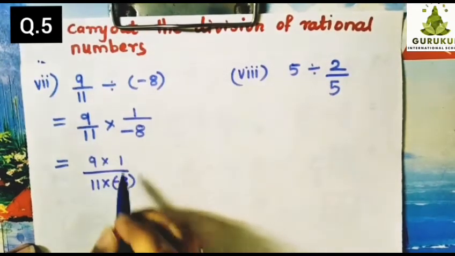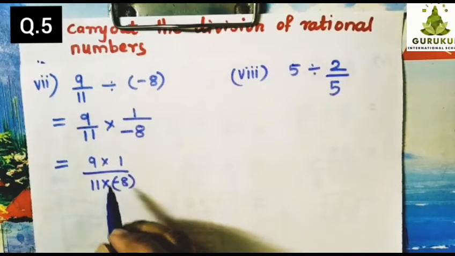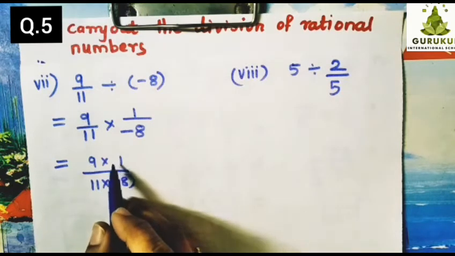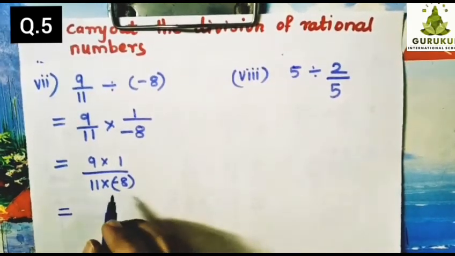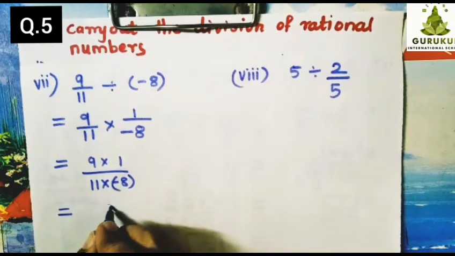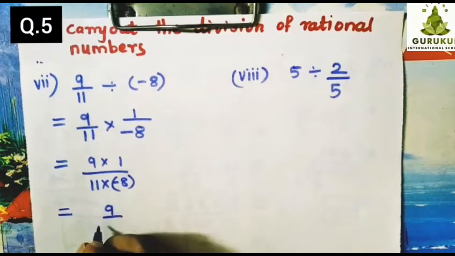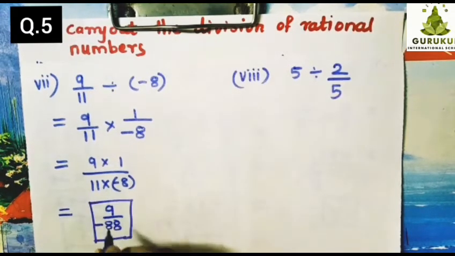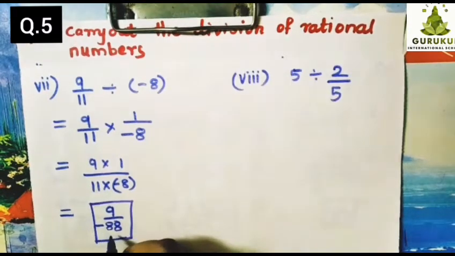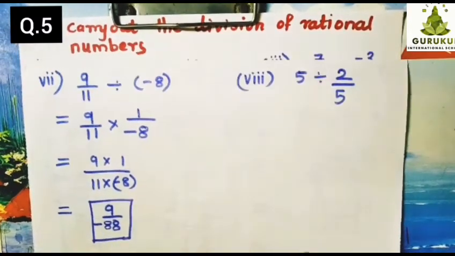So try to divide this, but you can see that some numbers are odd numbers, some are even numbers. So you cannot do this division. So final answer we have to write 9 into 1, 9, and 11 8s are 88, and minus symbol we don't have to forget. Okay, if you miss this minus symbol, then your answer will go wrong.